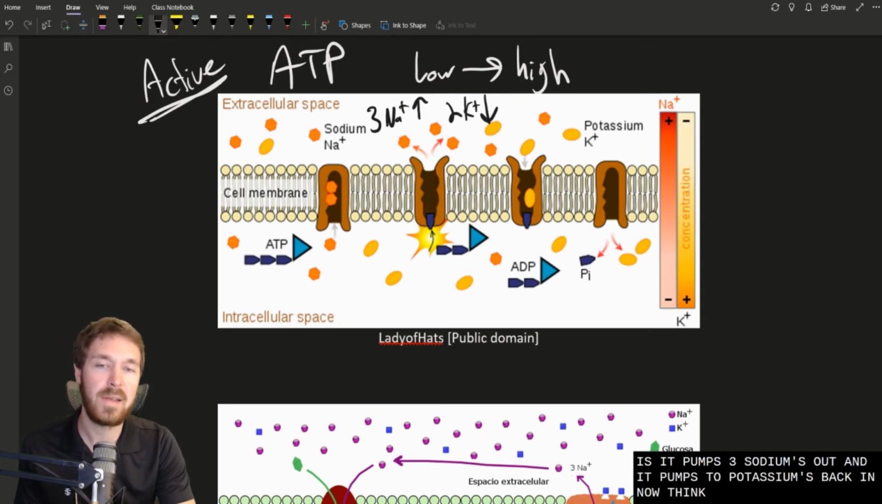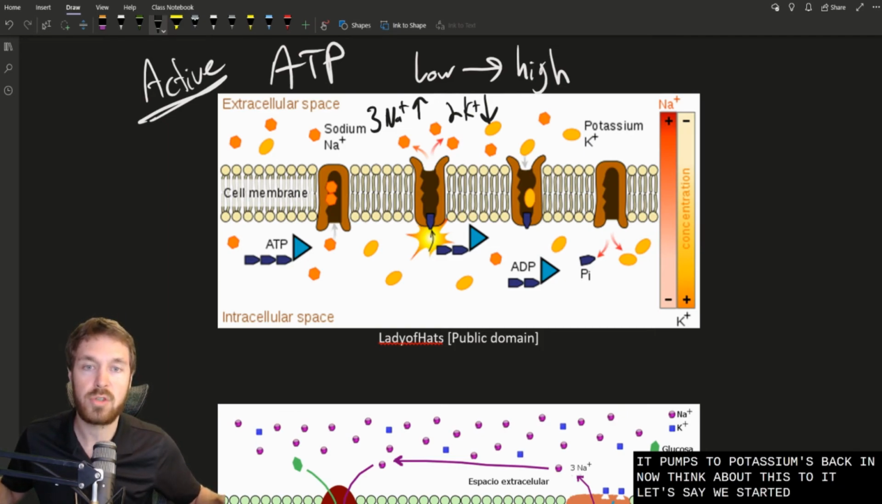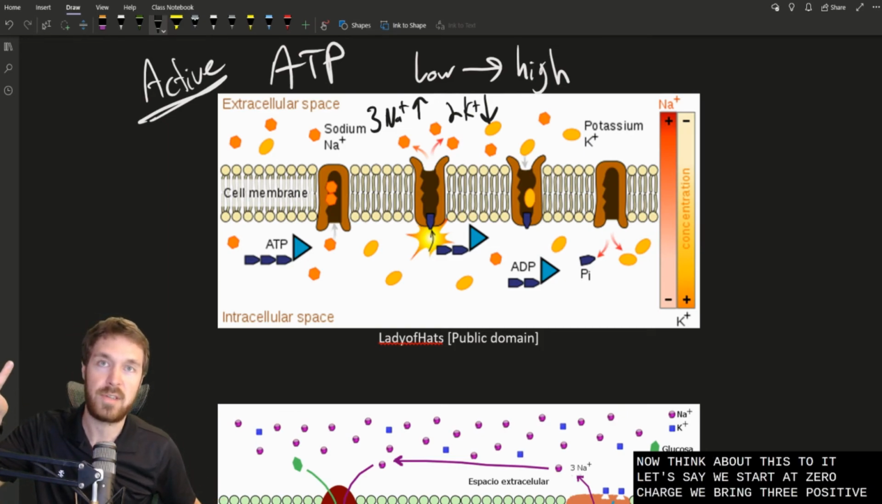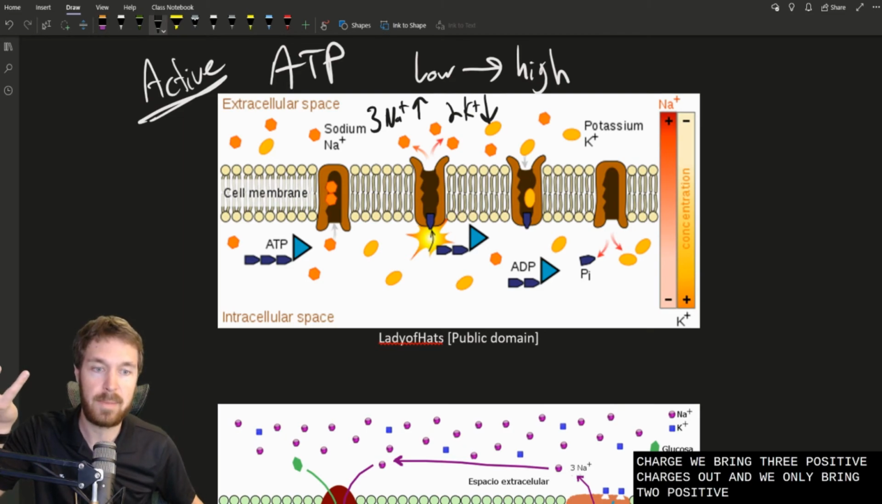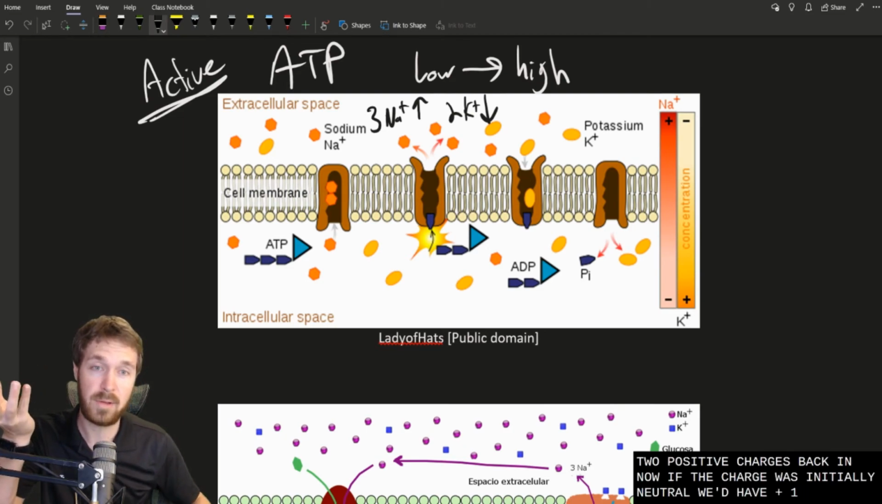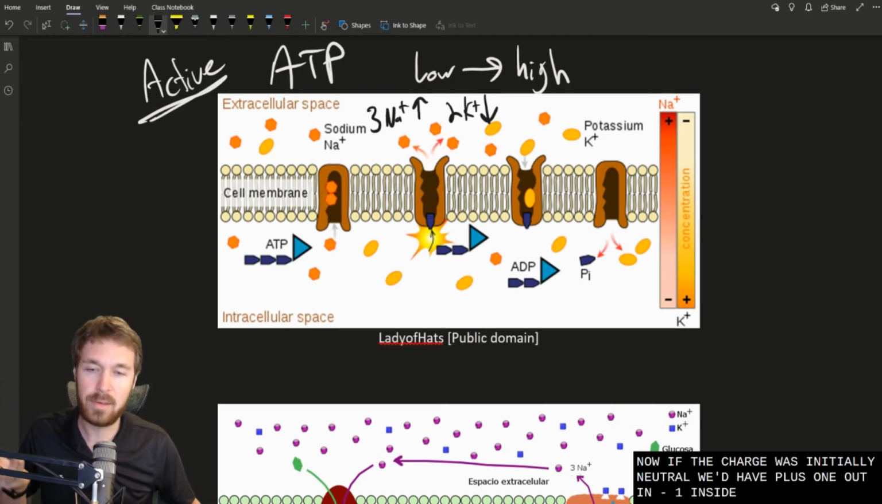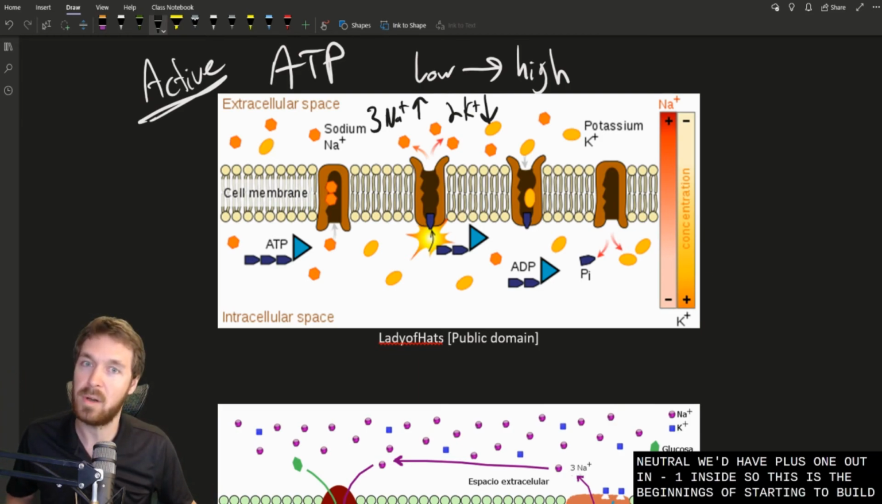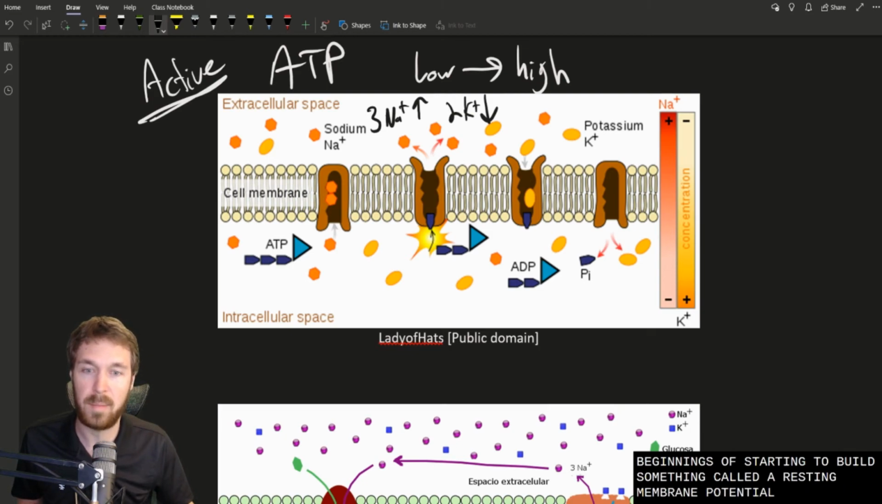Now think about this too. Let's say we start at 0 charge. We bring 3 positive charges out, and we only bring 2 positive charges back in. Now, if the charge was initially neutral, we'd have +1 out and -1 inside. So this is the beginnings of starting to build something called a resting membrane potential, which we're going to talk about coming up here soon.